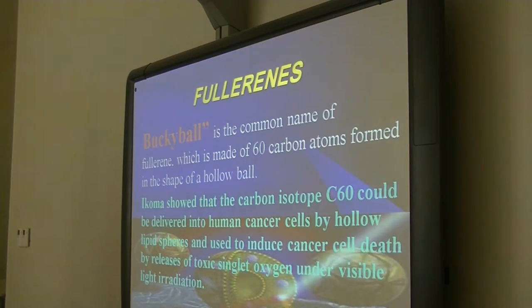Next one is of fullerenes. It is actually known as buckyball, which consists of 60 carbon atoms. This technology is again utilized for the killing of cancer cells, not for drug enclosure, but this buckyball itself will kill the cancer cell, because singlet oxygen can be generated with this isotope, that is carbon-60.